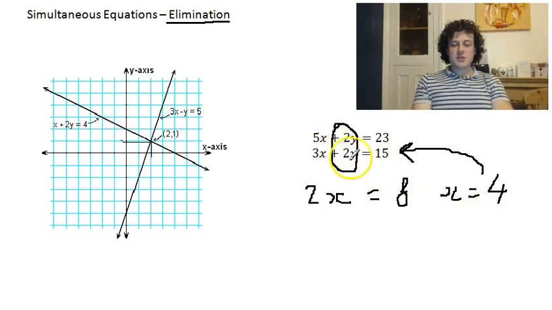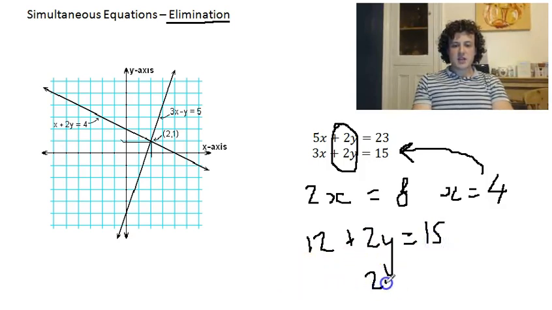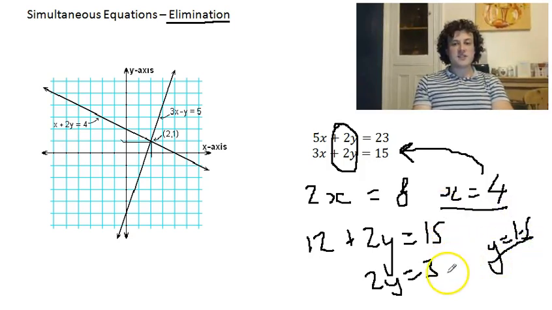3 times x plus 2 times y is 15. Well, 3 times x, 3 times 4 is 12. So we've got 12 plus 2y equals 15. Take the 12 from both sides, we get 2y equals 3. So y equals 1.5. And here we have the answers. x equals 4 as an answer, and y is 1.5 as an answer. And that's it, you're done.